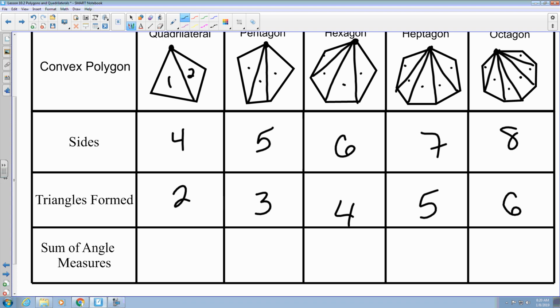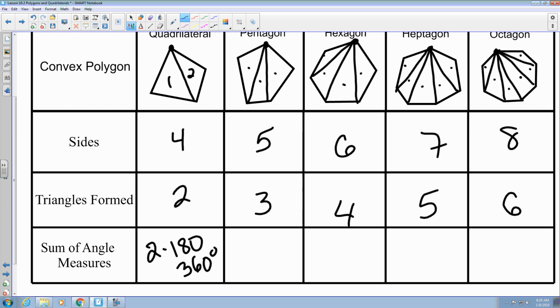So to figure out the sum of the angle measures, we simply take how many triangles it formed, which in this case is 2 for the quadrilateral. Then we take the information that we learned from yesterday, that all interior angles of a triangle have to sum to 180 degrees, so we simply multiply by 180. So 2 times 180 gives me 360.